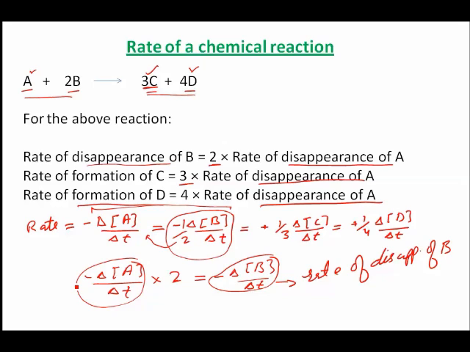So let's take another example, I think it will be clear from that. For example, we have a reaction H2 plus O2. They form water, H2O, and this is 2 molecules, so 2 times. So this is the balanced equation.